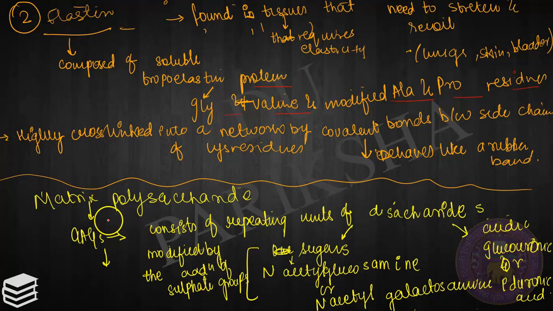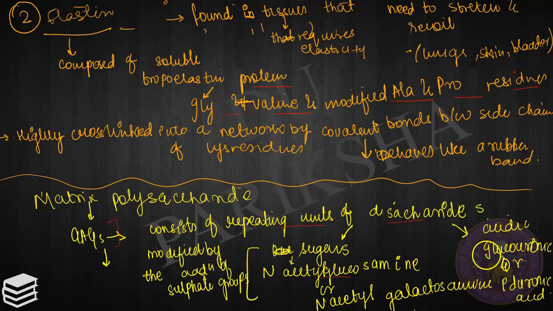Now for matrix polysaccharides, we have glycosaminoglycans. The fibril structural proteins of the ECM are embedded in a matrix formed from polysaccharides called glycosaminoglycans. They are long polysaccharides which consist of repeating units of disaccharide. One sugar of the disaccharide is either N-acetyl glucosamine or N-acetyl galactosamine.